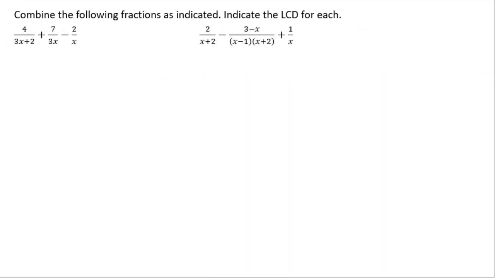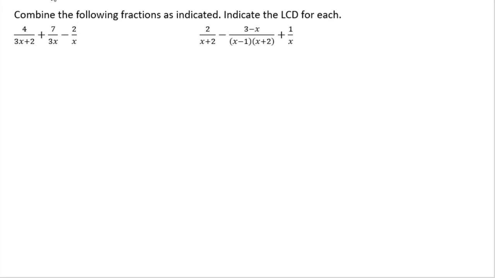All right, 2 more problems that are very similar to the last 2, just to give us some extra practice. As always, I encourage you to pause the video, try these questions yourself, and I'll catch you at the end of them. Okay, first step, of course, is to find the lowest common denominator.